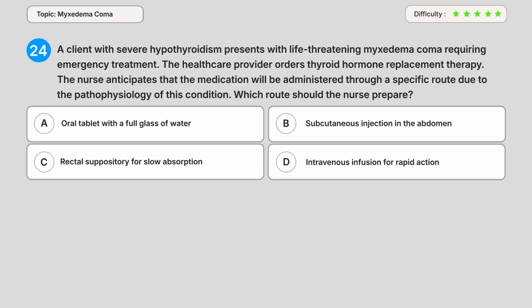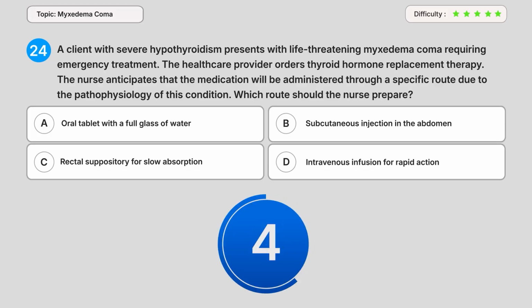A. Oral tablet with a full glass of water. B. Subcutaneous injection in the abdomen. C. Rectal suppository for slow absorption. D. Intravenous infusion for rapid action. What do you think is the answer?